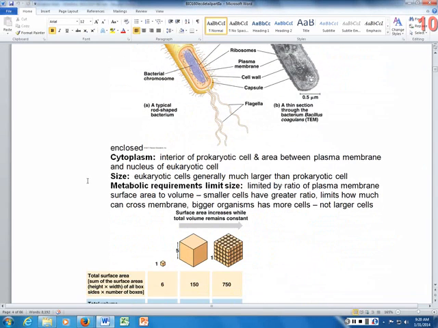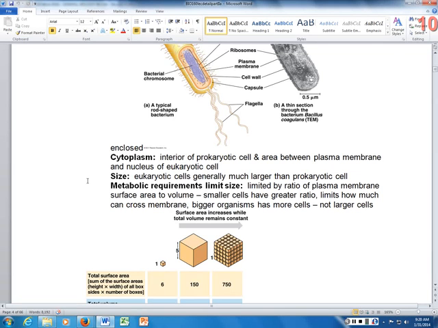So the cytoplasm is going to be the interior of the prokaryotic cell, in there between the plasma membranes. In a eukaryotic cell, it's between the plasma membrane and the nucleus. So it's basically all the stuff inside except for the nucleus. Eukaryotic cells are generally going to be larger than prokaryotes. And what's going to limit a cell's size is its metabolic requirements.